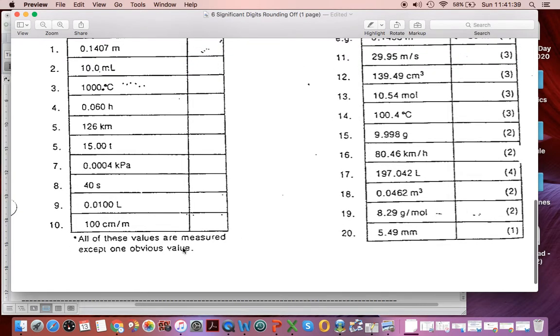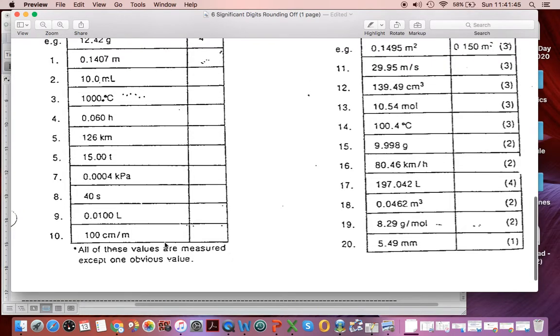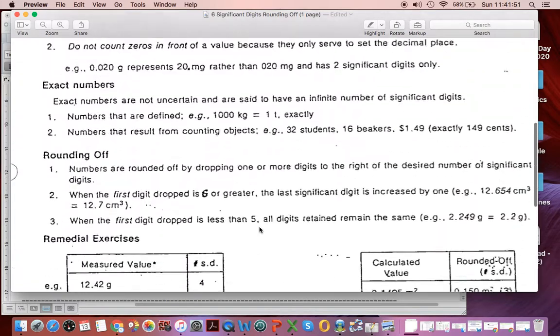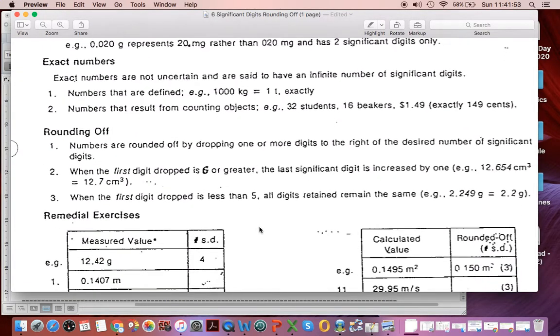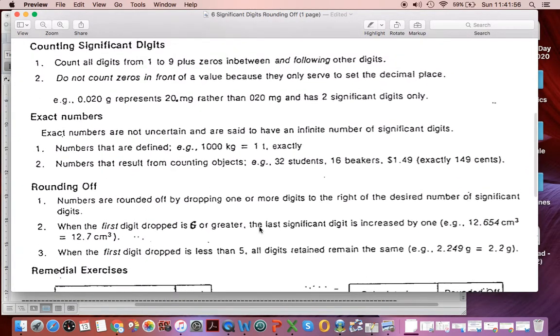Alrighty. Back here, I should have mentioned all these values are measured except one obvious value, and clearly number 10, that's a conversion factor. So this, you would put an infinity sign for infinity. Anyways, that gives you an idea, and hopefully you will see other examples and ask questions if things still are not making sense.